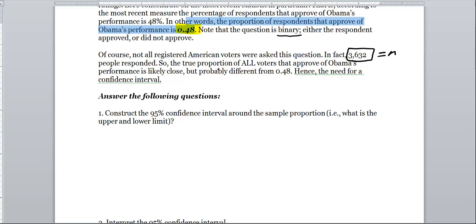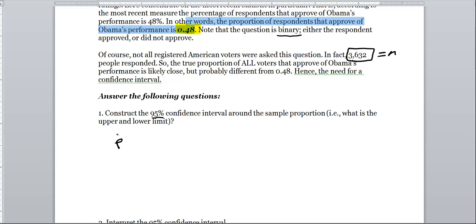So it says the true proportion of all voters is likely close to this 0.48 number, but probably different since we didn't ask the entire population of adult Americans, only 3,600 of them. So we need a confidence interval. We know that our estimate is not exact, so we want to interpret it relative to some sort of level of confidence. And we're going to construct a 95% confidence interval, which is very common, the most common. And I'm asking for the upper and lower limit. So what's the upper bound or lower bound?